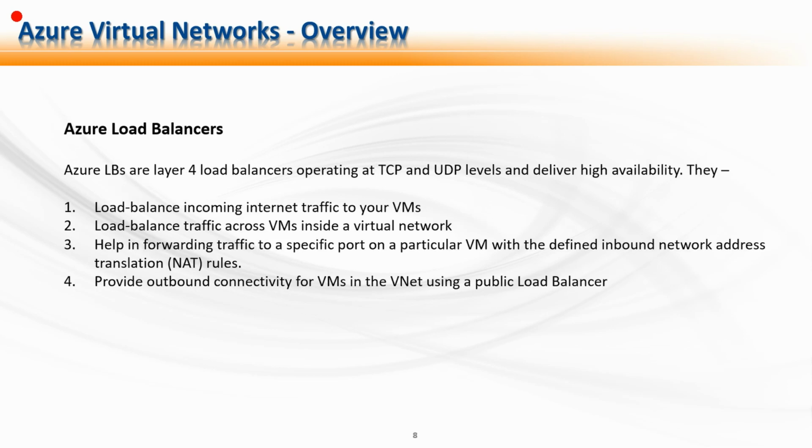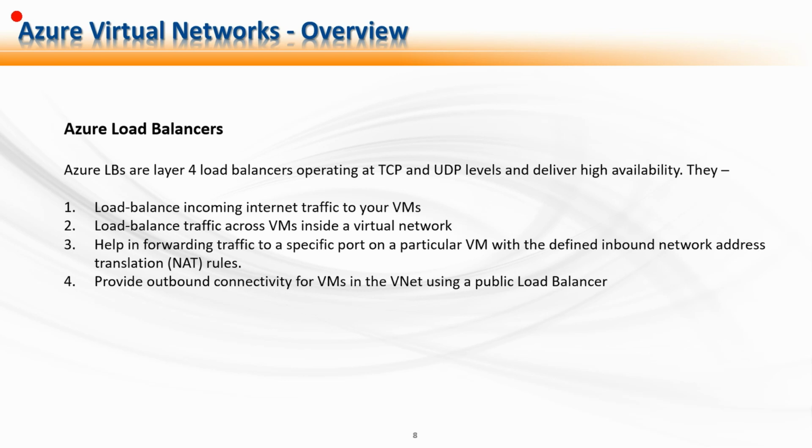Next is Azure Load Balancers. Azure Load Balancers are layer 4 load balancers operating at TCP and UDP levels, and they deliver high availability and performance for your applications. There are other load balancing techniques available as well, like the application gateway, which we have discussed a bit in the previous sections. But application gateways operate at layer 7 and are a bit different. They only handle HTTP and HTTPS requests, whereas the Azure Load Balancer, operating at layer 4, works on all types of requests coming in.